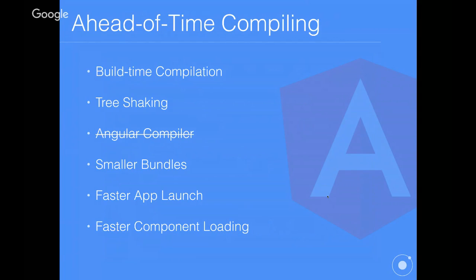The other implication of this is that because we're not doing that just-in-time compiling, because everything is compiled in advance and the code is much more optimized by the time it ships, we get much faster app launches. In some cases, we've seen the initial app launch reduced by a factor of like 8, as well as faster component loading when your views are first instantiated, when you navigate from view to view.